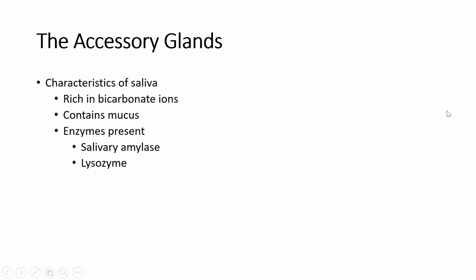Let's talk about the characteristics of saliva. So it is going to be rich in bicarbonate. It's going to have mucus as well as enzymes. We talked about the beginning of starch breakdown, which takes place in the mouth. So it's going to have salivary amylase to aid with that starch breakdown, as well as lysozyme. Lysozyme is a part of the antibacterial property of saliva. It's going to kill bacteria, viruses, other pathogens that may be entering the body in the oral cavity. Remember, the oral cavity is a point of entry into the body, and so this is a part of the immune system, a part of that defense mechanism.